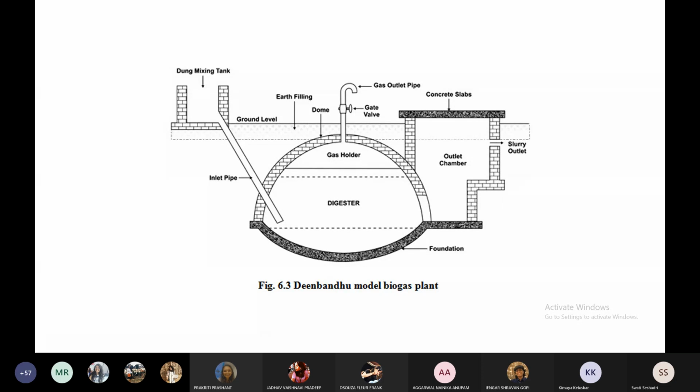This is the rural model, the Deshbandhu model, which is being used. It has a dome-like structure. If you see, the base is a concrete base. Three components are very important: where you feed in the resource, then the resource gets digested in the anaerobic digester, and all the gas starts accumulating. Then there is an outlet chamber on the extreme right, and these gas valves, so that the gas doesn't leak.